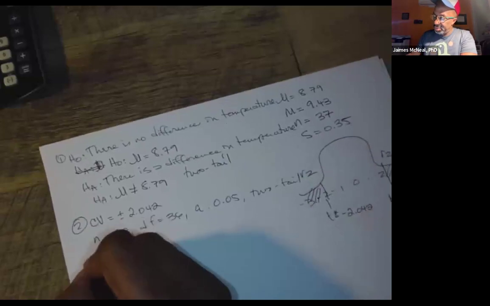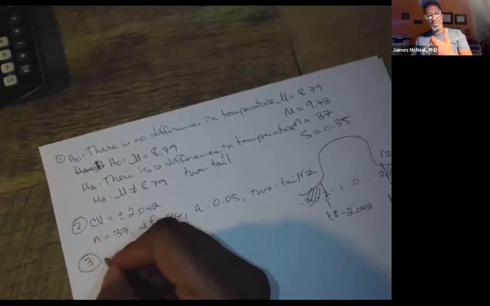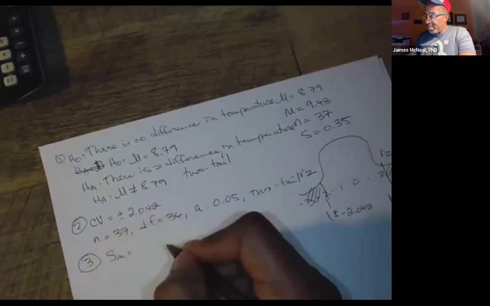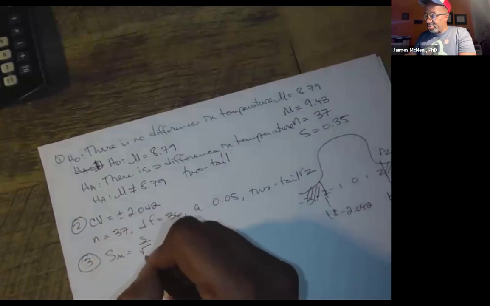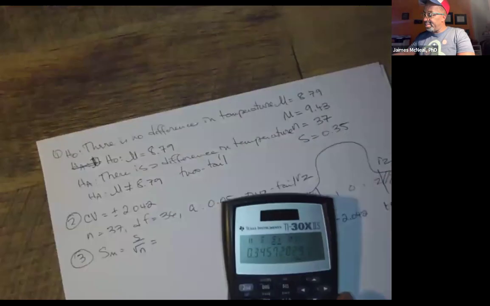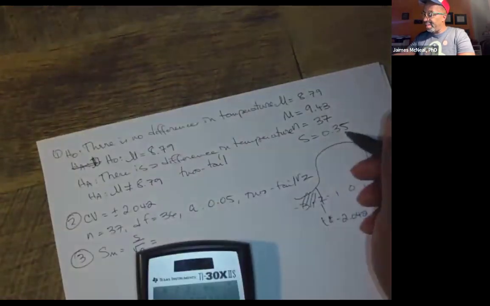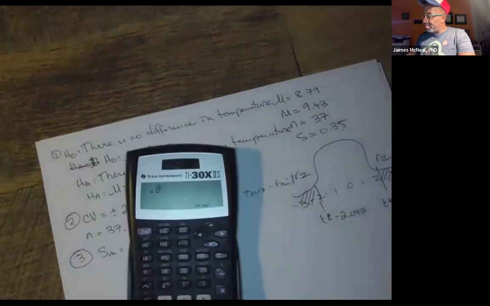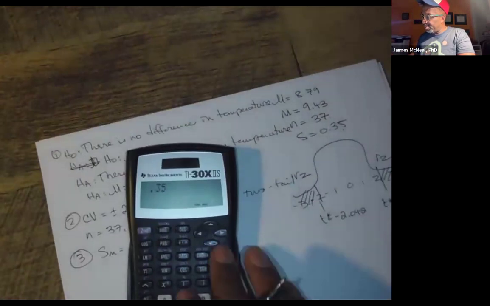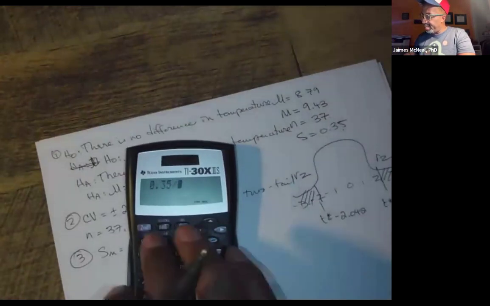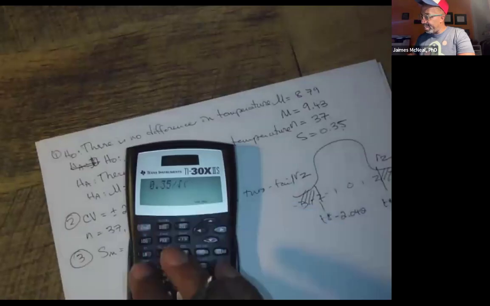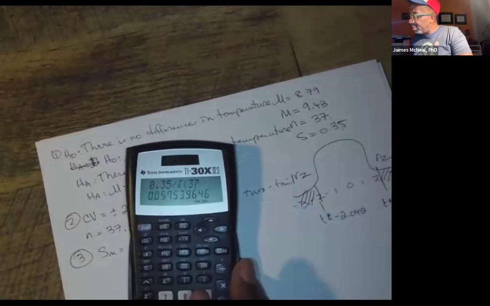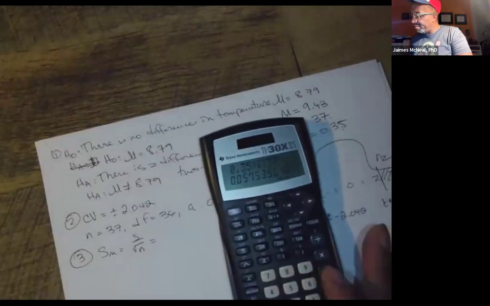And now we're ready to calculate our test statistic. Let's figure out the standard error first. The formula is standard deviation divided by the square root of n. Standard deviation is 0.35 and n is 37. So 0.35, divided by the square root, that's second and the square button, 37. 0.00575.